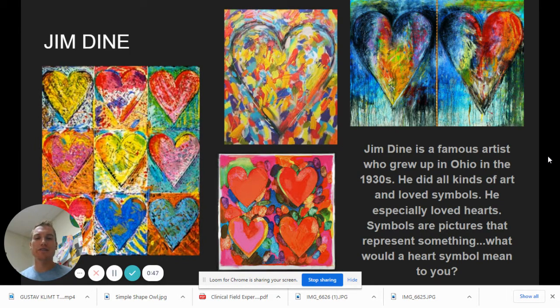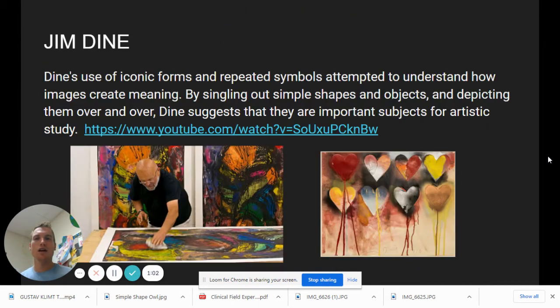So he used a lot of different textures, a lot of different materials to collage and make all sorts of different hearts. He repeated that over and over. So different size, different color, but the same shape has rhythm. Dine's use of iconic forms and repeated symbols attempted to understand how images create meaning. If you see the heart, you automatically think of those things we talked about, like friendship, love, kindness, all those things just by looking at the heart shape.